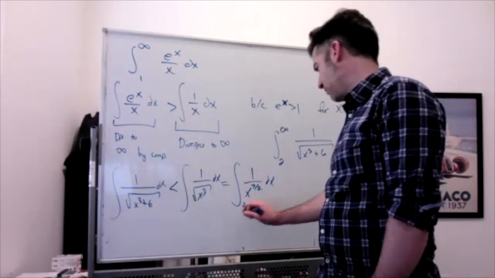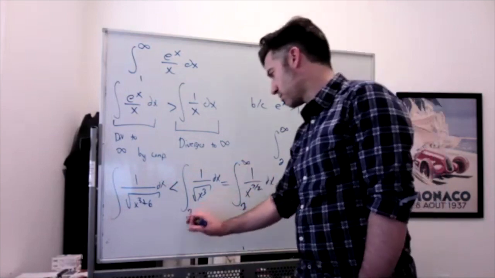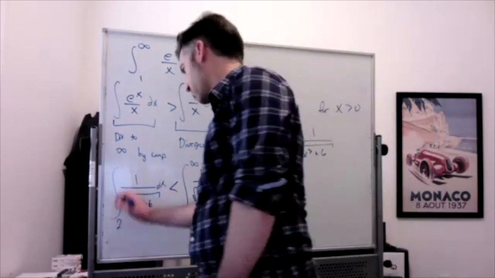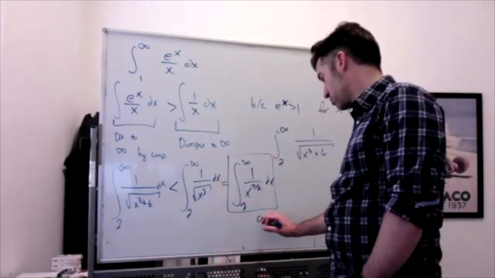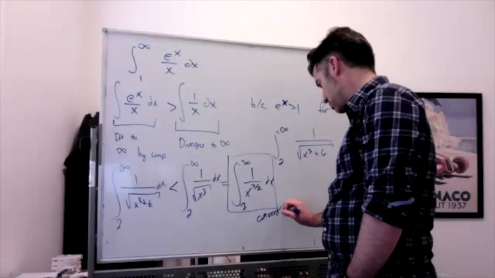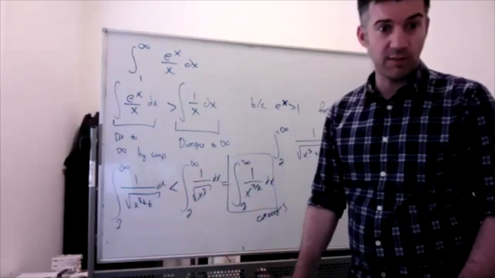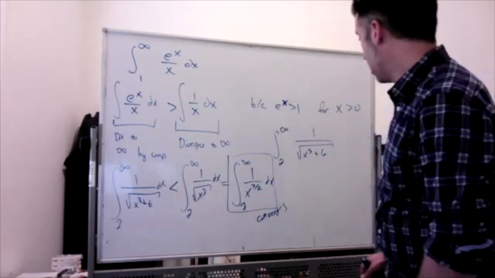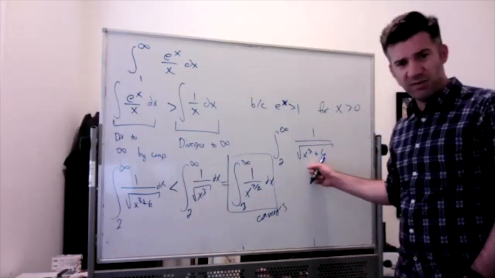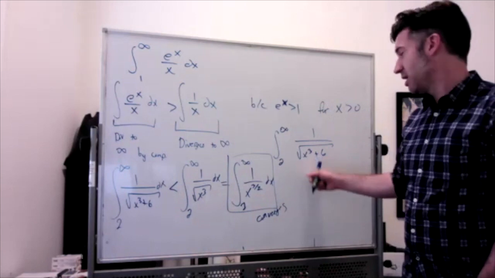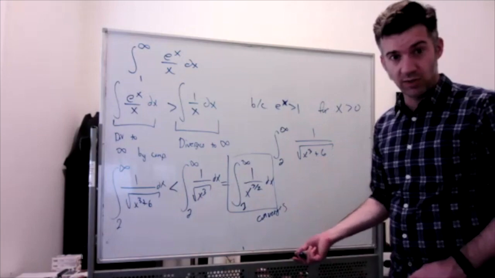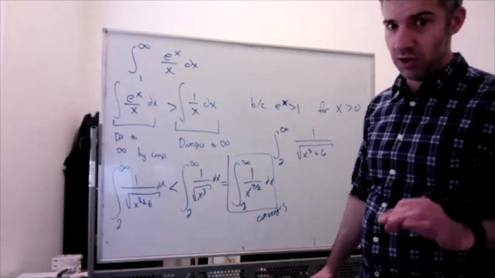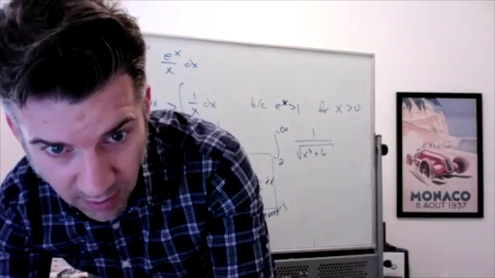So this integral is smaller than that integral, from 2 to infinity. But that integral converges. So this integral converges by comparison. And I'm fairly confident, not 100% confident, that this is not an integrable function. You cannot antidifferentiate it. I'm pretty sure there's no way to find the antiderivative of that.